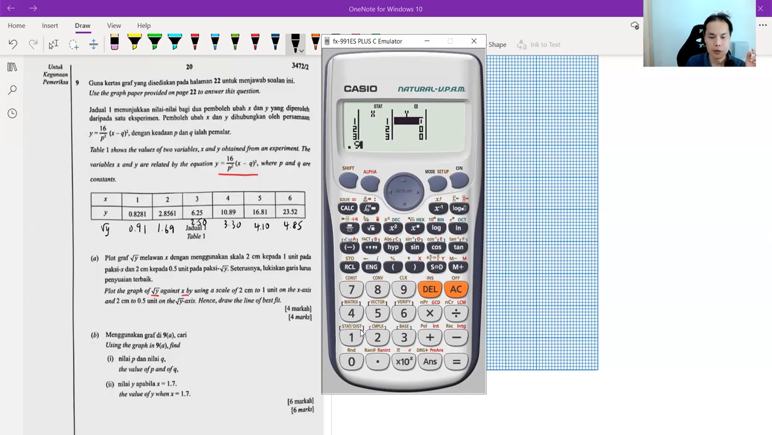Okay, and then you move on to your y value. The first one is 0.91. Second one, 1.69. Third point is 2.5.